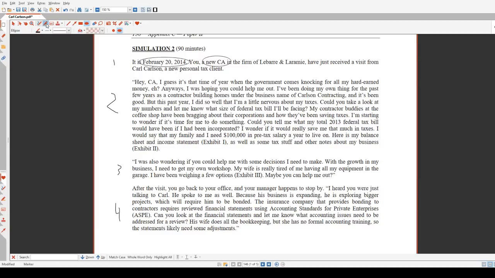I'm a little nervous about my taxes. I care about these emotional words because there's some things I have to address. But we're talking today specifically about financial reporting, ASPE. So I'm not really going to go too much in detail on the other assessment opportunities or technical competencies. I'm just going to talk about financial reporting. If you take a look at my numbers and let me know this tax bill, my contract buddies. Here, so there's one assessment opportunity here.